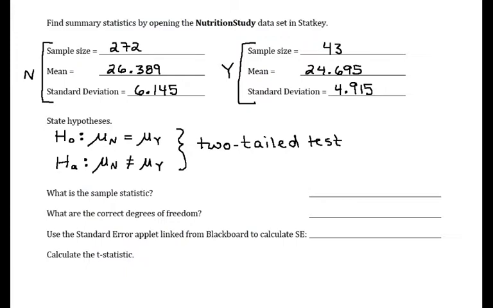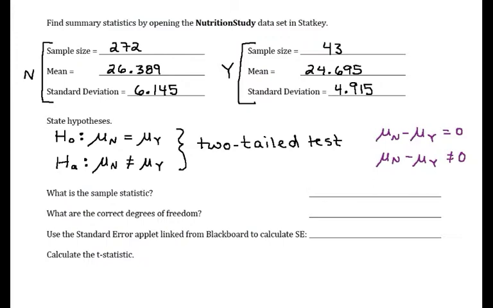Also remember that each of these hypotheses can be written in terms of a difference of parameters. Mu sub n minus mu sub y equals 0. Mu sub n minus mu sub y is not equal to 0. This is often really necessary to do if you have a one-tail test, just to make sure you stay very consistent about everything. With a two-tail test, you can afford to be a little bit less careful.